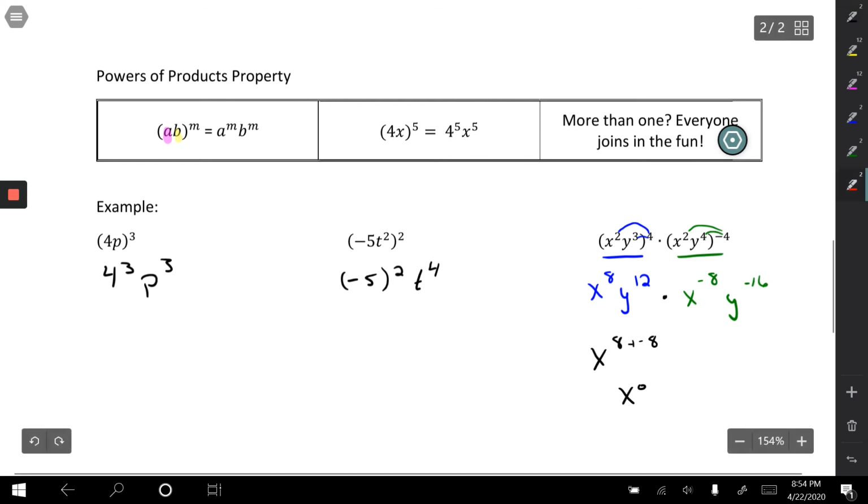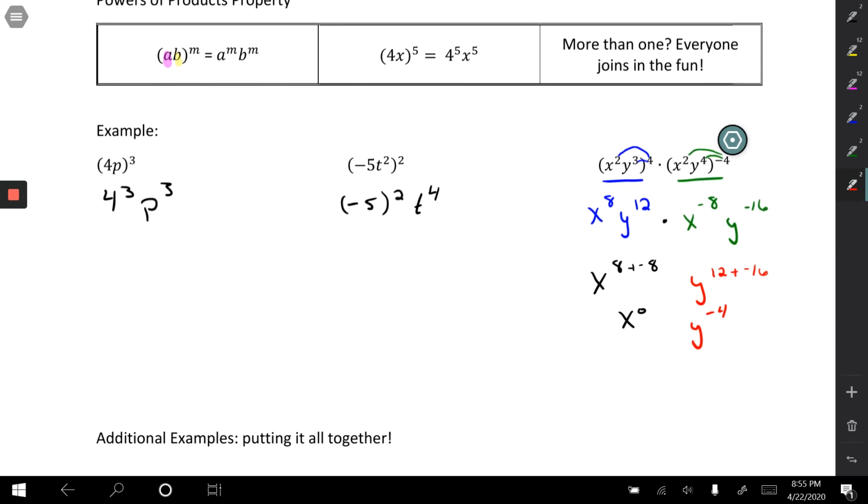And let's take a look at our other one over here, my y's. So I've got y to the 12 and y to the negative 16. So when I add that negative 16, I'm going to end up with y to the negative 4. Okay. So I'm not yet done because I see, for example, I have a negative exponent. So if I have a negative exponent, I'm not as simple as I can be. And I see I have x to the 0. Anything to the 0 power is 1. The negative exponent means that power is on the wrong side of the fraction line. It needs to drop below, and then we're good to go.